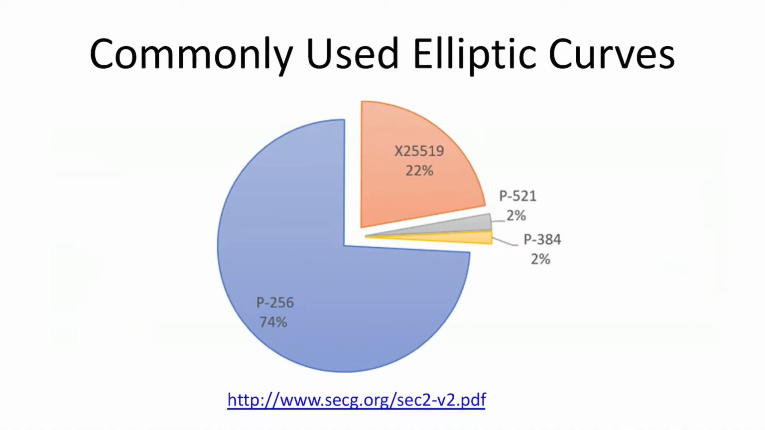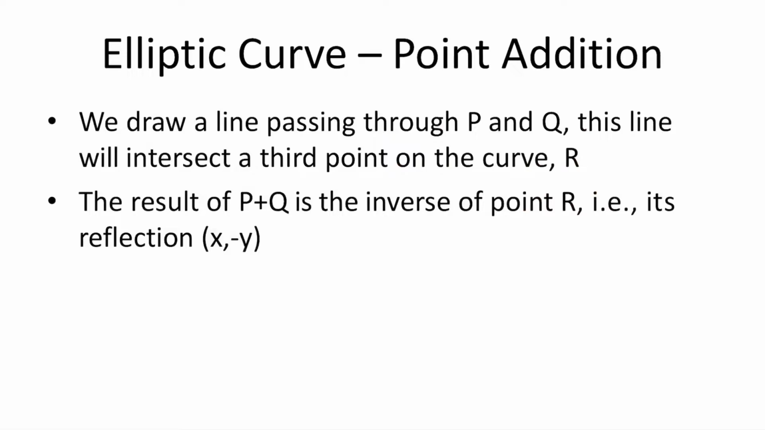So P-256 is the most used, 74%, followed by X25519, which has 22% usage. This one is mostly used for elliptic curve Diffie-Hellman key exchange. And then we also have some other ones, such as P-521 and P-384. You can check this reference right here to find parameters for other NIST recommended elliptic curves.